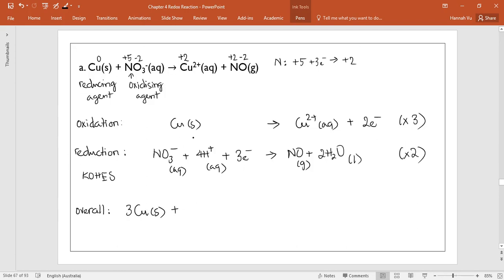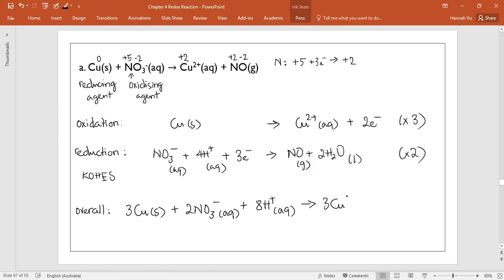So I will have 3 copper. You definitely can just write these half equations before you add them together, but I guess you really do want to be able to do the addition in one step, because I don't think you're going to have that much time, and it does get better with practice, I think.